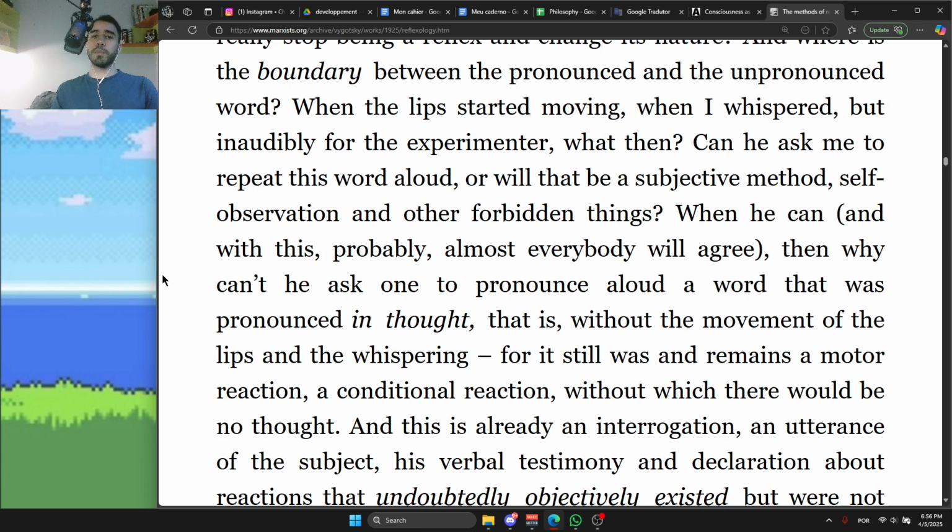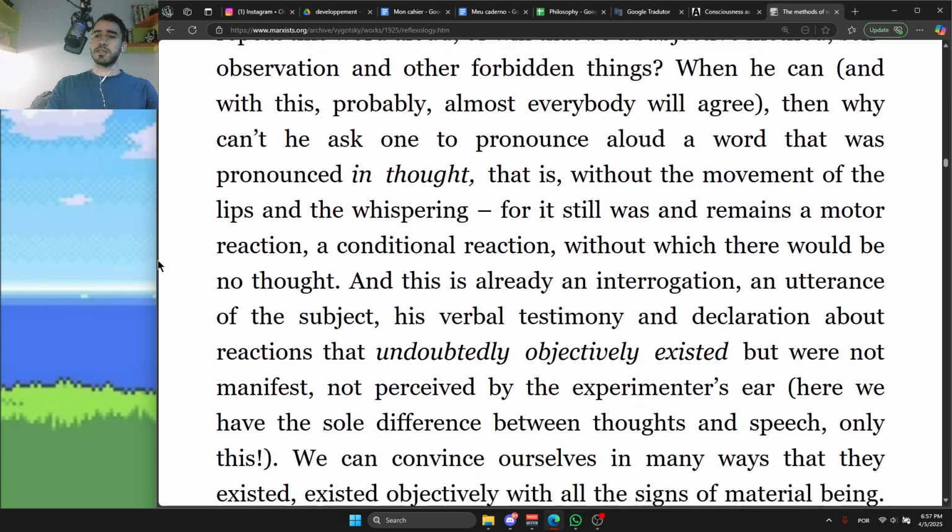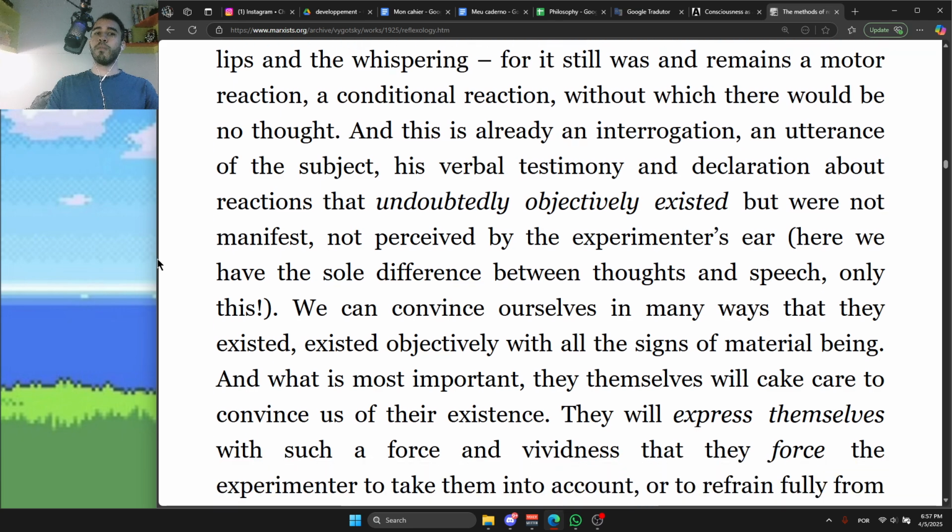Can he ask me to repeat this word aloud? Or will that be a subjective method, self-observation, and other forbidden things? When he can, and with this probably almost everybody will agree, then why can't he ask one to pronounce aloud a word that was pronounced in thought, that is, without the movement of the lips and the whispering? For it still was and remains a motor reaction, a conditional reaction, without which there would be no thought.